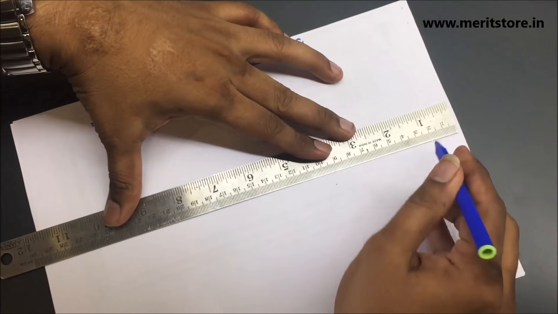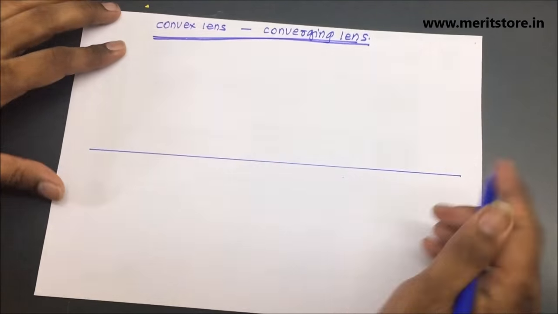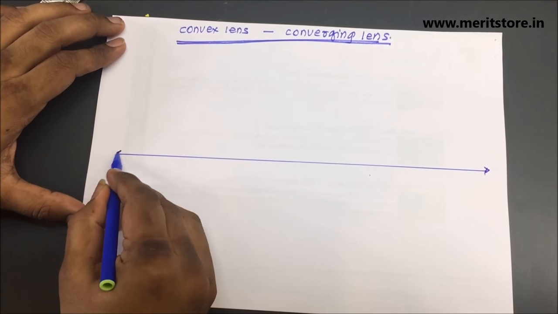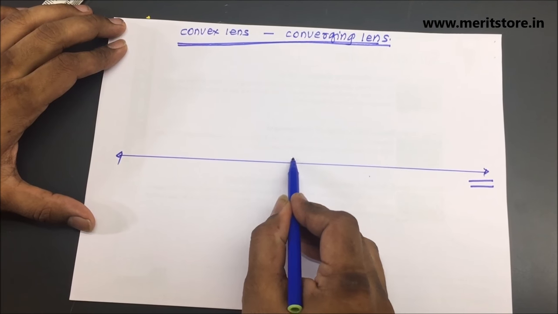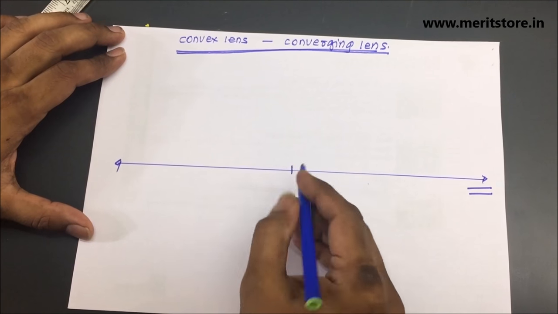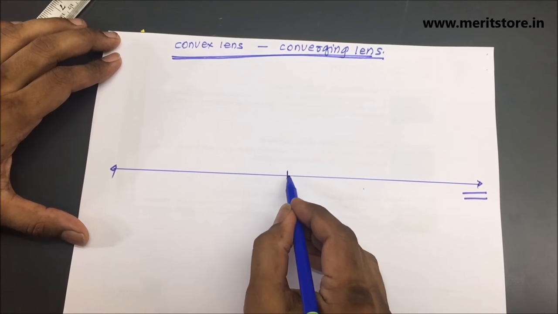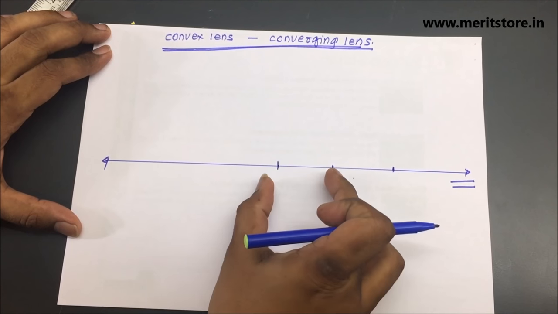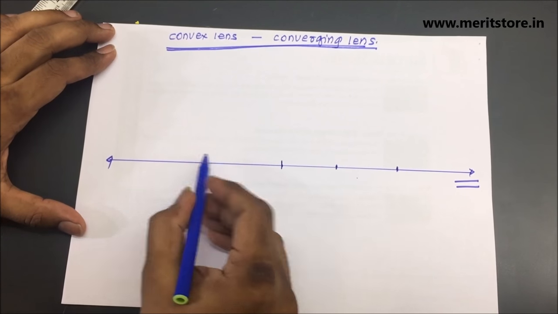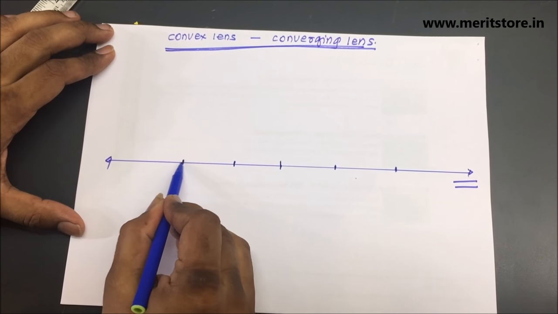So step one is to draw a straight line and then put arrows on both sides and call this the principal axis. Now anywhere in the center, you will take a zero. Mark it in the center. That's going to be your optical center. Now take 3 centimeters from here and then take 6 centimeters from here. So 3 and again 3. Likewise, take 3 and again 3.